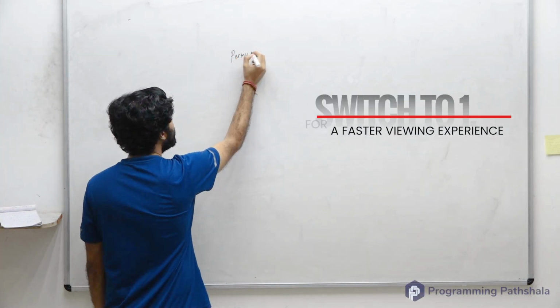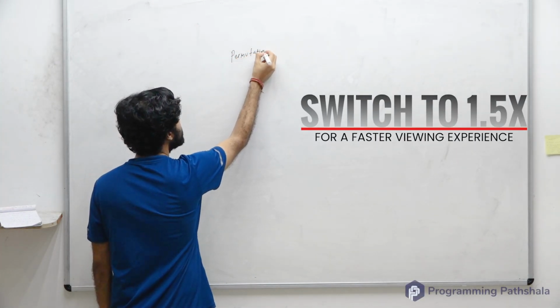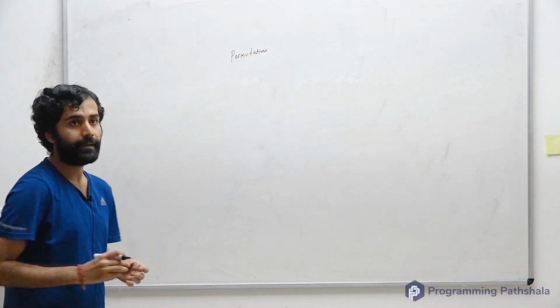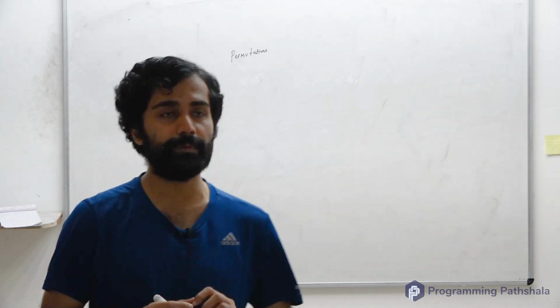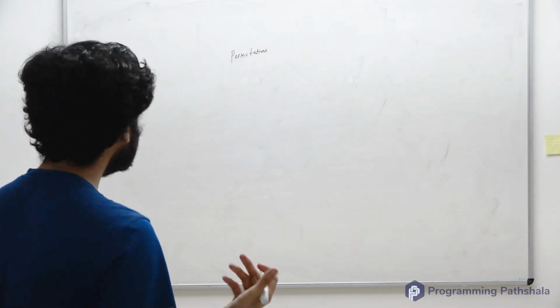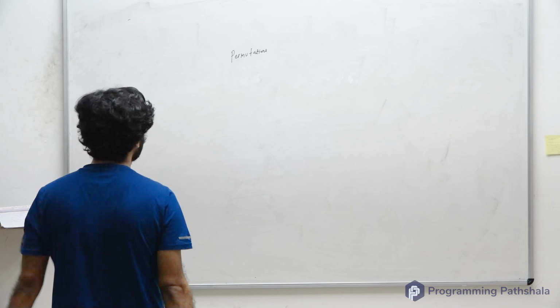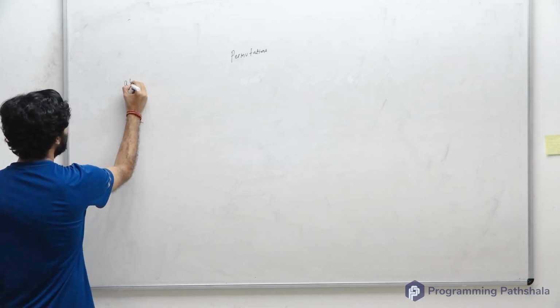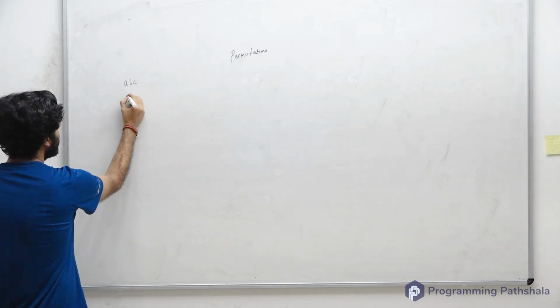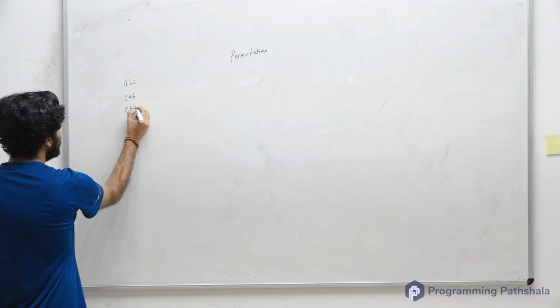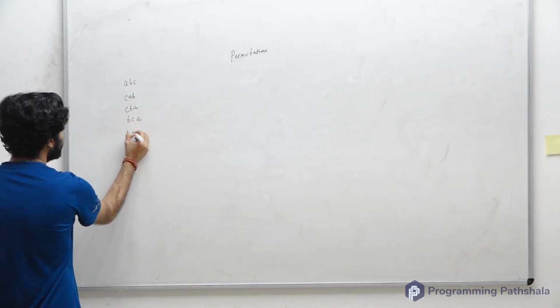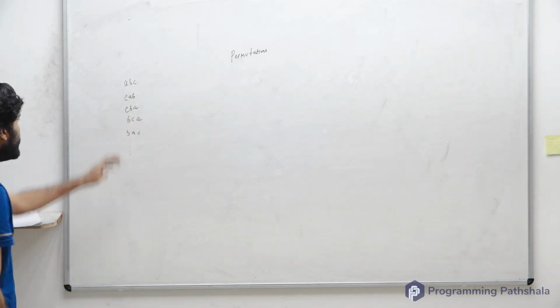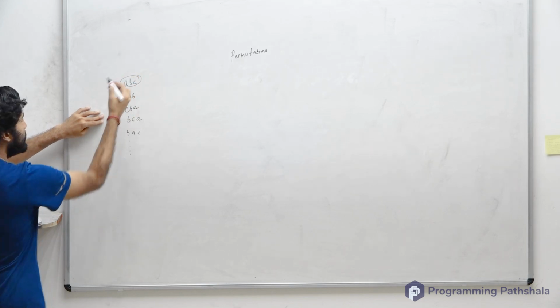Now let me talk about permutations. I believe everyone understands the meaning of permutations. Permutations means nothing but different arrangements. Let's say you have a string ABC, then a permutation of it can be CAB or CBA or BCA or BAC. Similarly, you can have many other permutations of the same string.